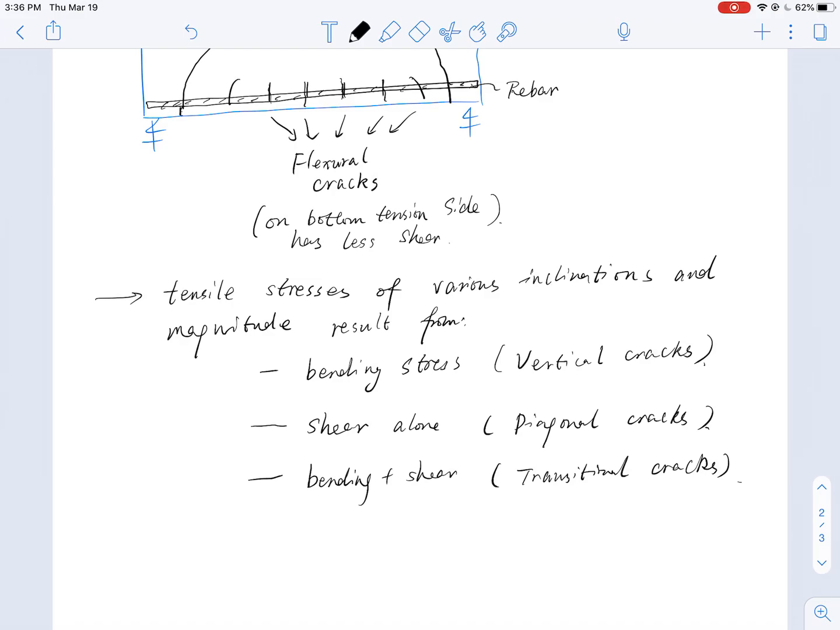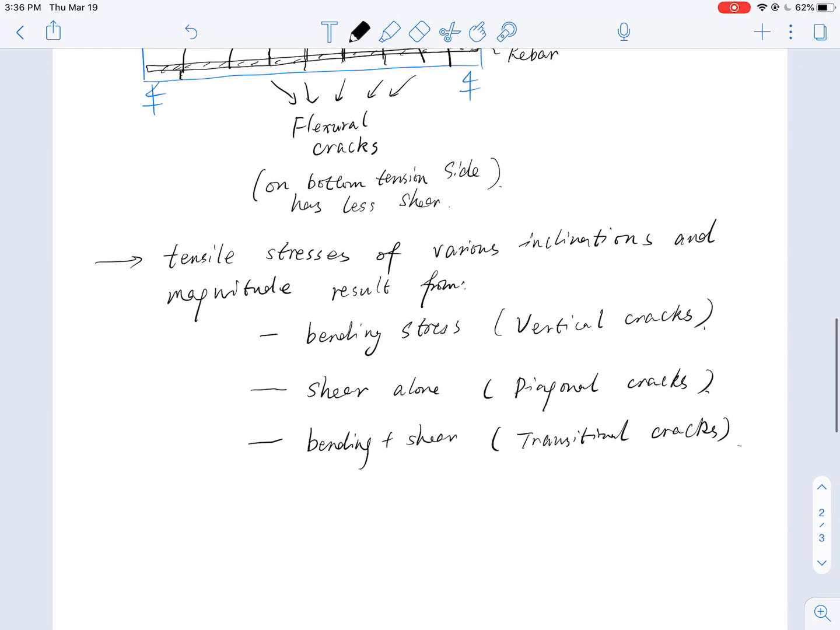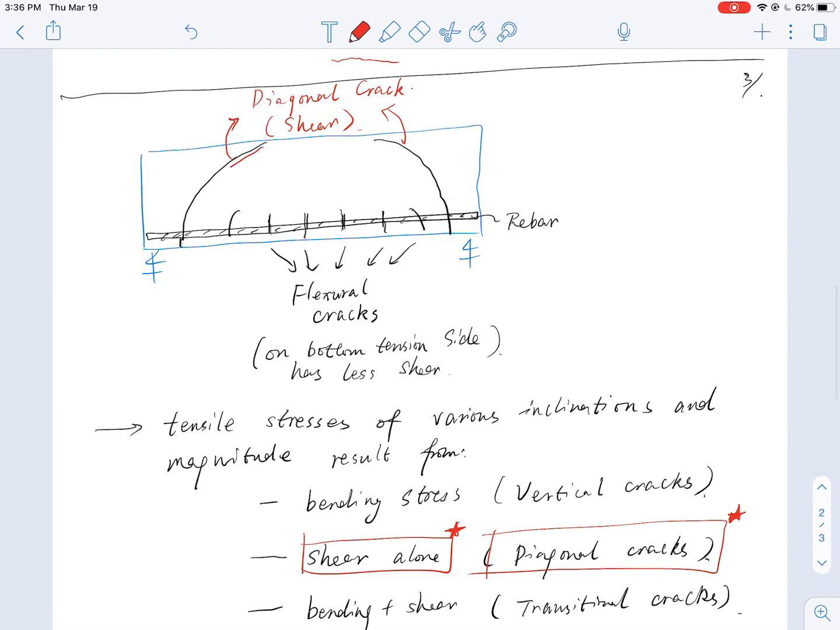Okay, so what we're more interested in right now is the diagonal crack, which is due to shear alone. Which means if you see these cracks here and here, these are the cracks we need to take care of. Shear cracks.